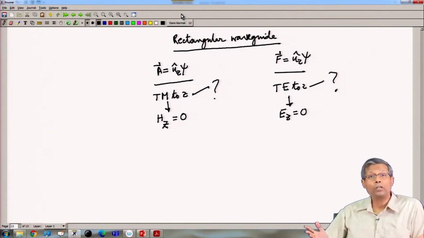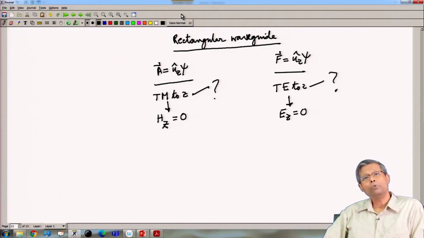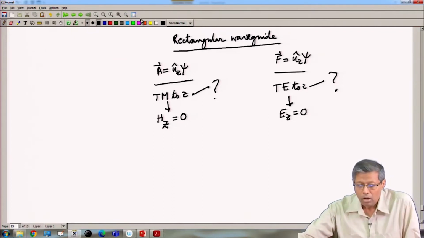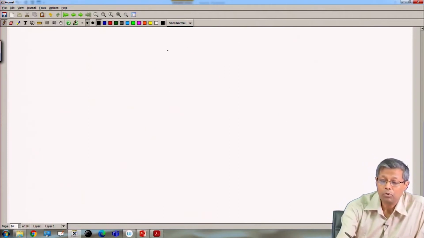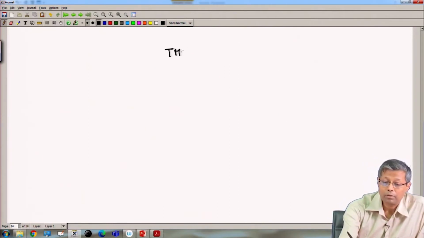We also know that in a rectangular waveguide the transverse electromagnetic mode, the TEM mode, does not exist, because the waveguide does not have a central conductor. So, the TEM mode does not exist in the rectangular waveguide. Now let us see whether the TM to z mode is a valid mode in the waveguide.